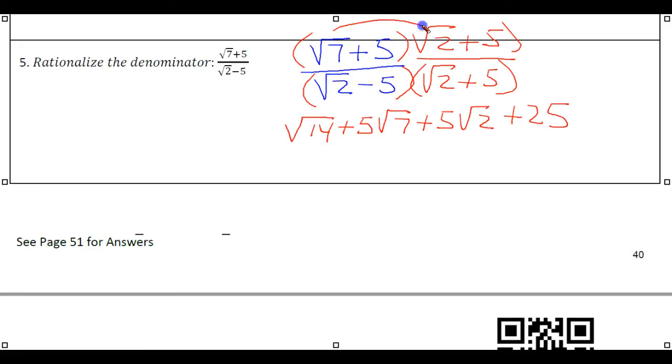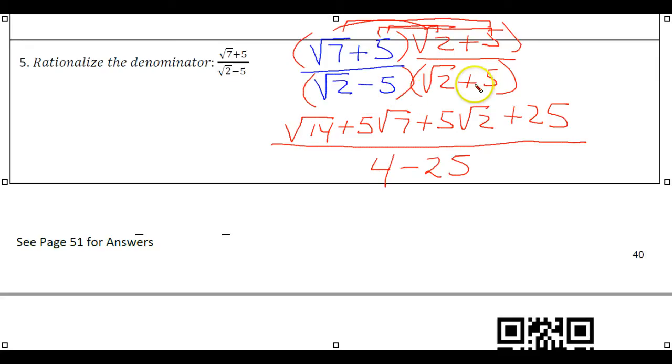So when we FOIL this, we get the square root of 14. When we do our outers, we get 5 square root of 7. Our inners, 5 square root of 2. And then our last, we get a positive 25. Notice there's nothing we can really combine there.